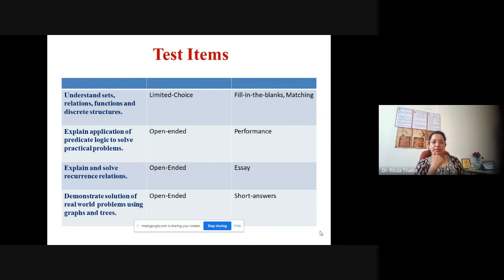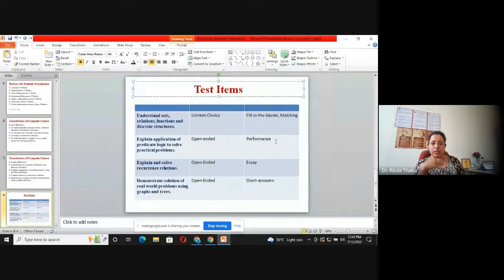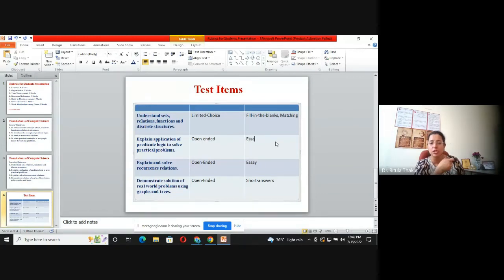For example, in the second one, you have written explain application of predicate logic to solve practical problems. Although your aim is to solve practical problems, what is the verb in this? The verb is explain, right? So when your learning outcome is explain application of predicate logic, I think in the open-ended it should be more of an essay or short answer type question. Similarly, in the last one, you have written demonstrate solution of real world problems using graphs and trees. So it's more of a demonstration. Here it will be performance. Okay, madam, we will change.